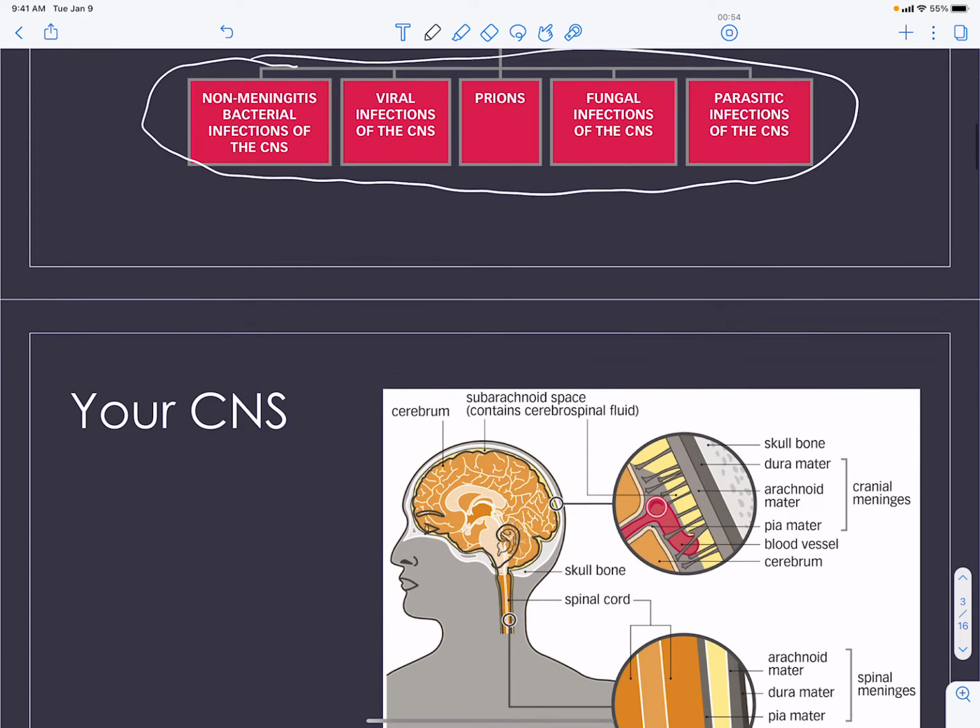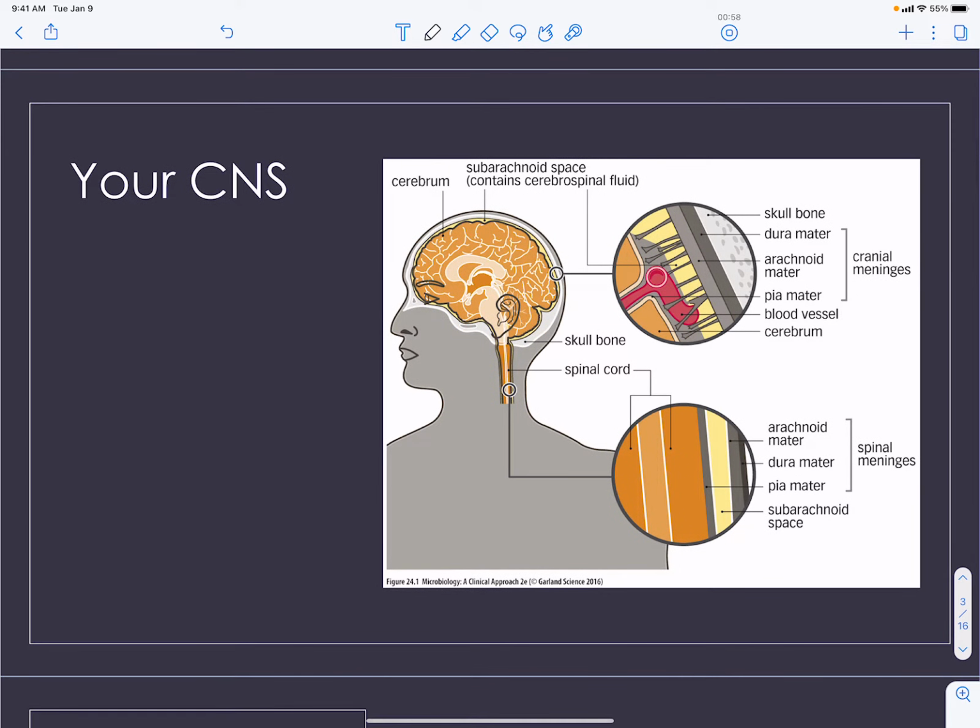Now, in general, your CNS is going to be protected. We have a blood-brain barrier that does not allow a lot of things into and out of your brain. So your central nervous system has your spinal meninges as well as your cranial meninges. And so meningitis is, of course, an infection of the meninges. You also have your subarachnoid space, which is going to contain the cerebrospinal fluid. And this is the fluid that your blood-brain barrier is going to protect from things entering, because once things get into the cerebrospinal fluid, they can have access to many regions of your brain.